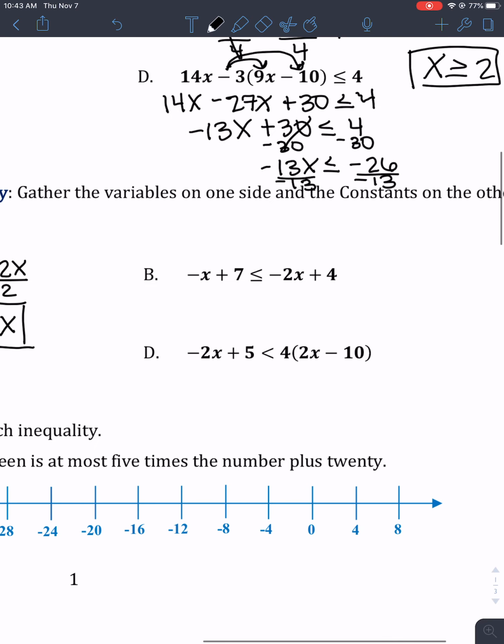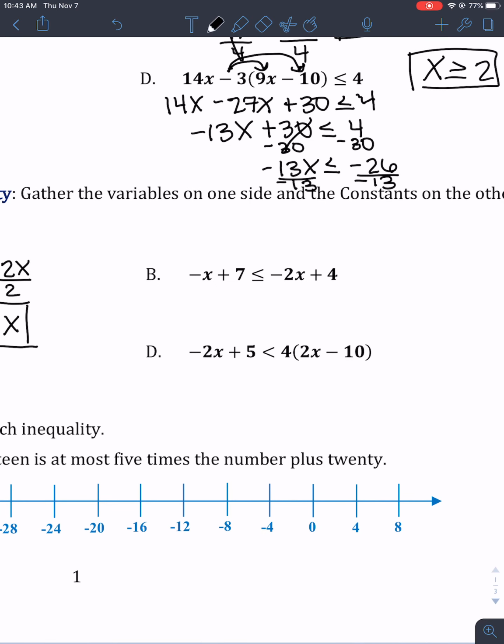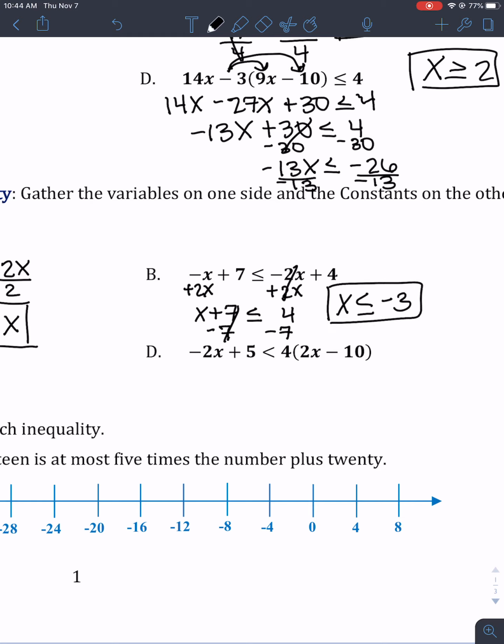So then B says -x plus 7 is less than or equal to -2x plus 4. So I'm going to add 2x to both sides. So I now have x plus 7 less than or equal to 4. Well, I'm going to subtract 7 since I already have my x on the left side. So I have x is less than or equal to 4 minus 7 is -3. So that is my solution.